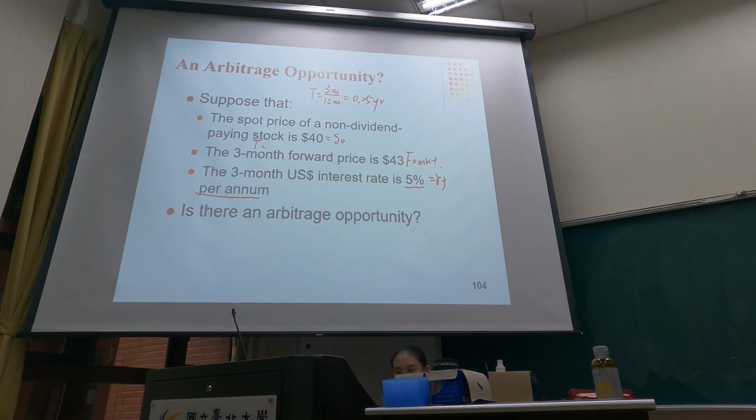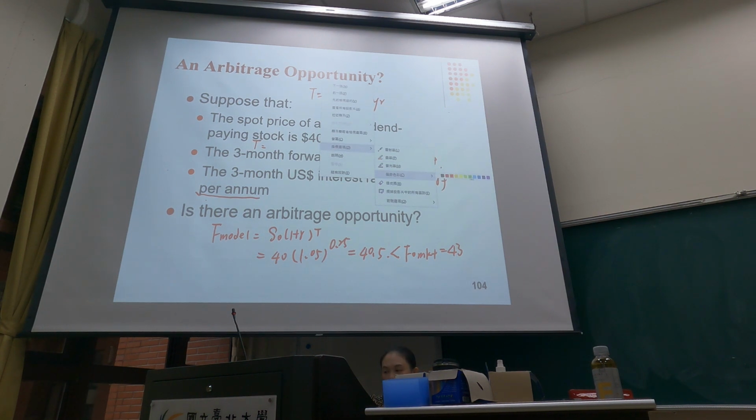So we can execute the arbitrage, right? F model equals S0 (1 + R)^T. Here it would be 40 times 1.05 to the power of T, and your T is 0.25, remember? Okay, and then you figure out it equals 40.5. 40.5 is lower than the F0 market, which is $43 here, the current market price, okay? So basically they are not the same, so you can execute your arbitrage trading.